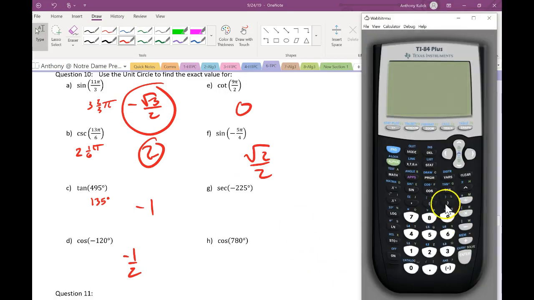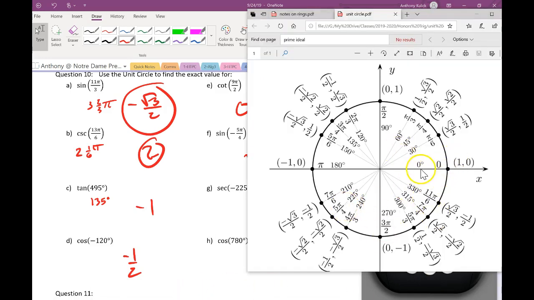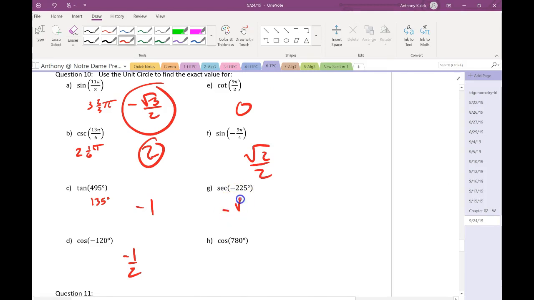Secant of negative 225. Oops, picked the wrong thing. I don't need a calculator to do this. In fact, we're not supposed to be using a calculator to do this. So negative 225, I'm going to start moving clockwise. So we have 90, 180, and then 45 more puts me to here. So that's 135 again. Secant is the reciprocal of cosine. So the reciprocal of negative square root 2 over 2 is negative 2 over the square root of 2. But that simplifies because we have to rationalize the denominator. And then the 2's cancel, and I'm left with just negative root 2.